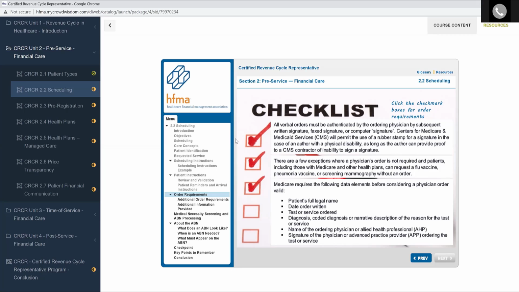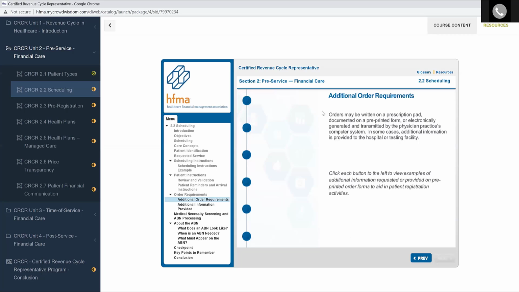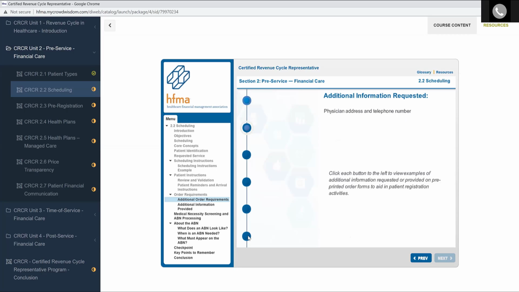All right, additional order requirements. Looks like those little bubbles. These are just additional; you don't necessarily have to have them. The physician address and telephone number, the NPI number. So if you just click on these little bubbles: patient date of birth, patient sex, social security number, and patient demographic and health plan information. These aren't technically required for an order, but they could be on there.